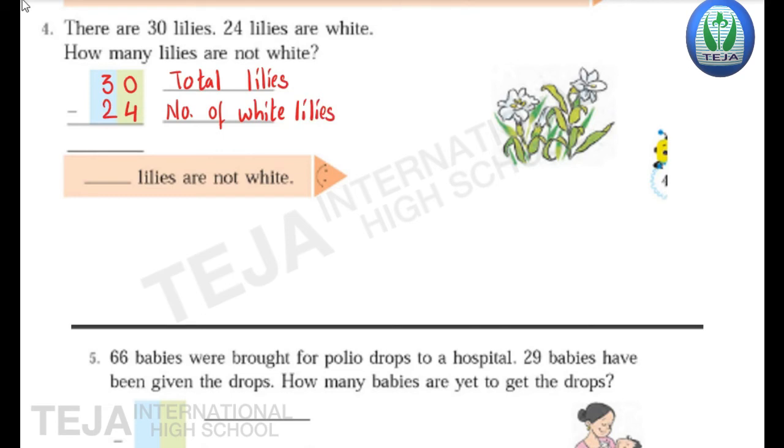Now subtract 30 minus 24, so that you will get the number of lilies which are not white. So here 0 minus 4 is not possible. So borrow 1 from here. 0 will become 10 and 3 will change as 2. Now 10 minus 4, children. Count after 4: 5, 6, 7, 8, 9, 10. Count the lines: 1, 2, 3, 4, 5, 6. So 10 minus 4 is 6. And here 2 is there. 2 minus 2 is 0. So how many lilies are not white in color? 6 lilies are not white.